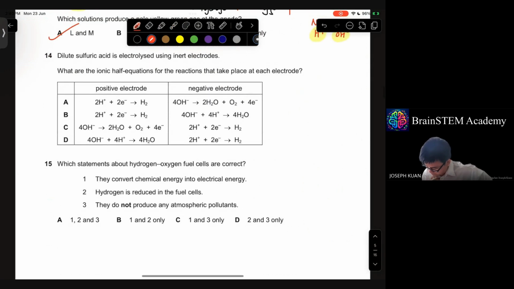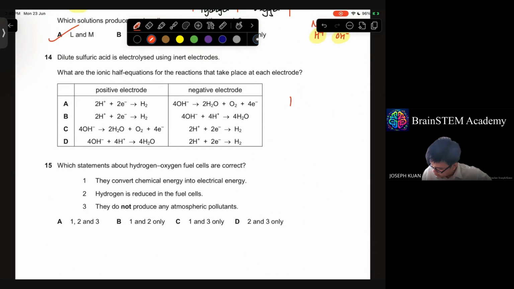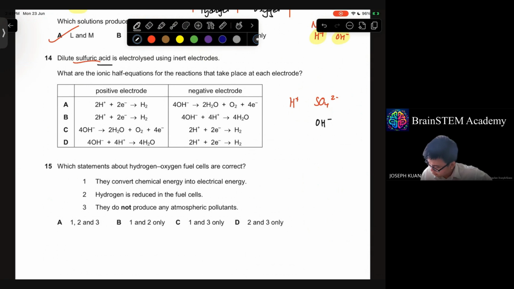Let's go to question 40. Dilute sulfuric acid is electrolyzed using inert electrodes. What are the ionic half equations for the reactions that take place at each electrode? So first, let's establish the ions present. There will be hydrogen ions, and sulfuric acid contains sulfate ions. Furthermore, it is an acid solution, so there will be hydroxide ions also. According to the ease of discharge series, we should get our hydrogen ions getting discharged and our hydroxide getting discharged instead of sulfate.